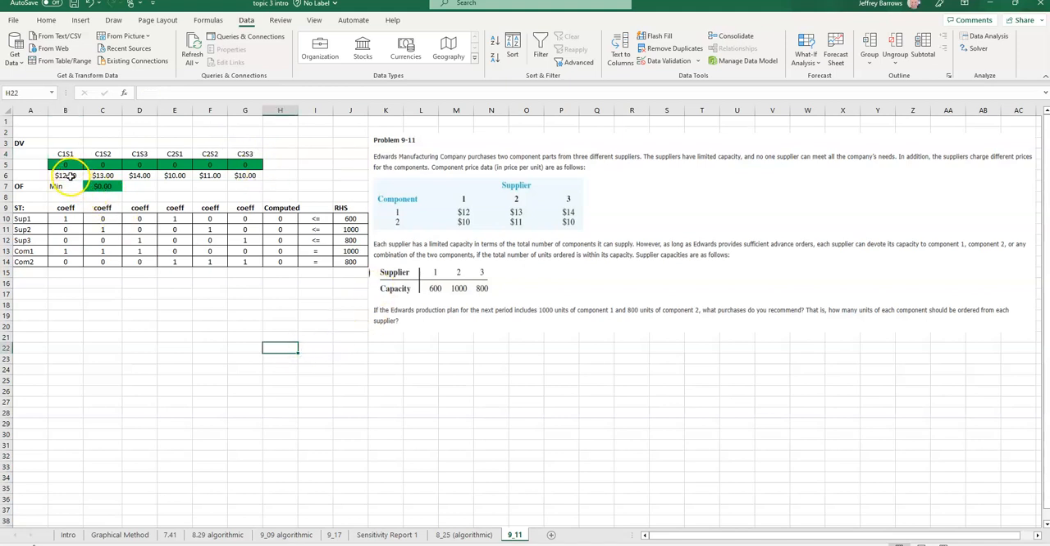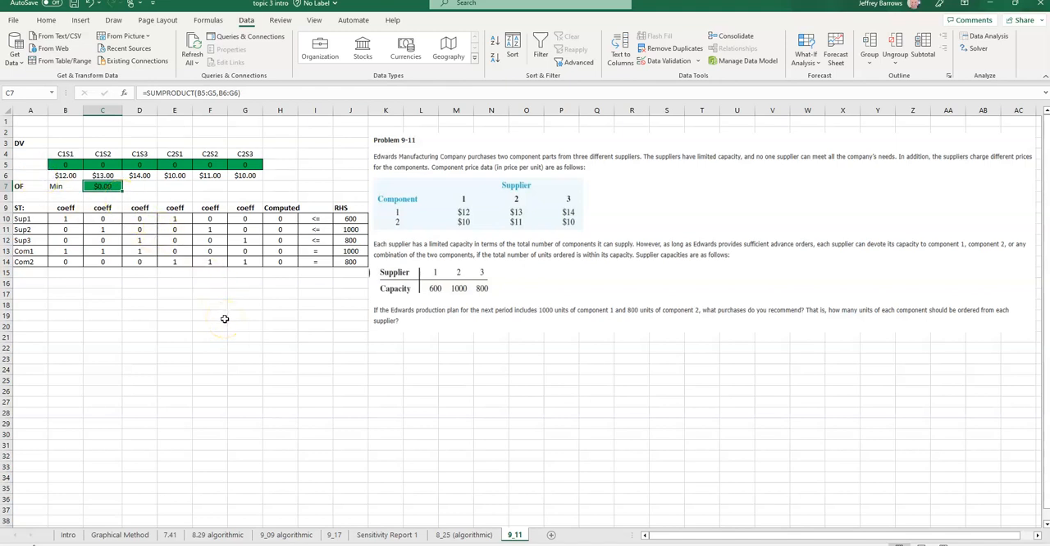Then I have included right below there from this table the prices per unit, which become the coefficients of your objective function. And then in cell C7, of course, I have the sum product of B5 through G5 times the same cells in row 6. So B6 through G6. That is the objective function.